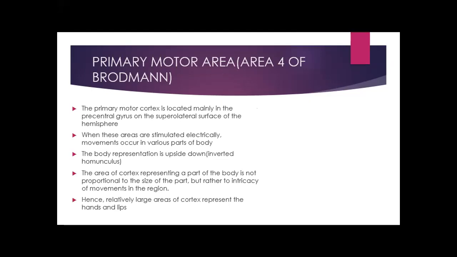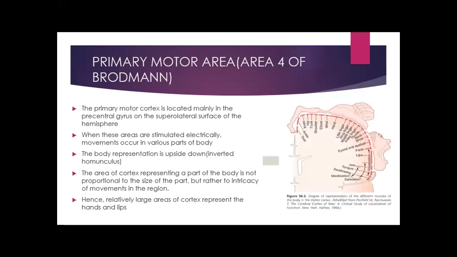The body representation is upside down, that is inverted homunculus, and the area of cortex representing a part of the body is not proportional to the size of the part, but rather to the intricacy of movements in the region. Hence, relatively larger areas of cortex represent the hands and lips. This is a diagram showing the degree of representation of different muscles of body in the motor cortex.